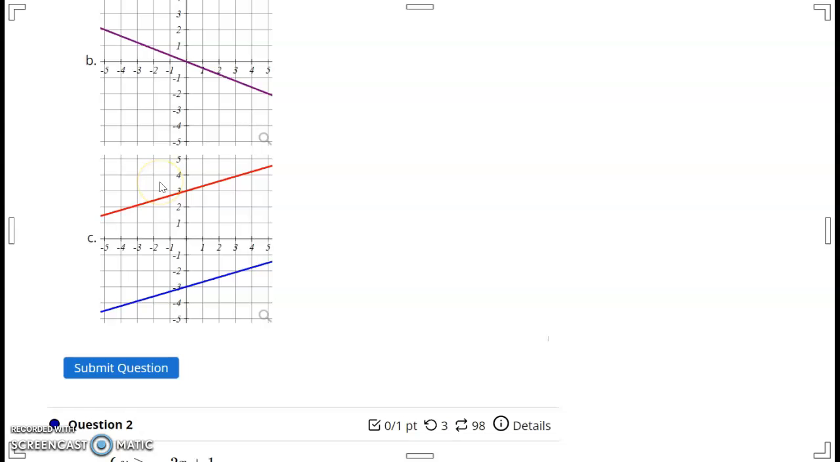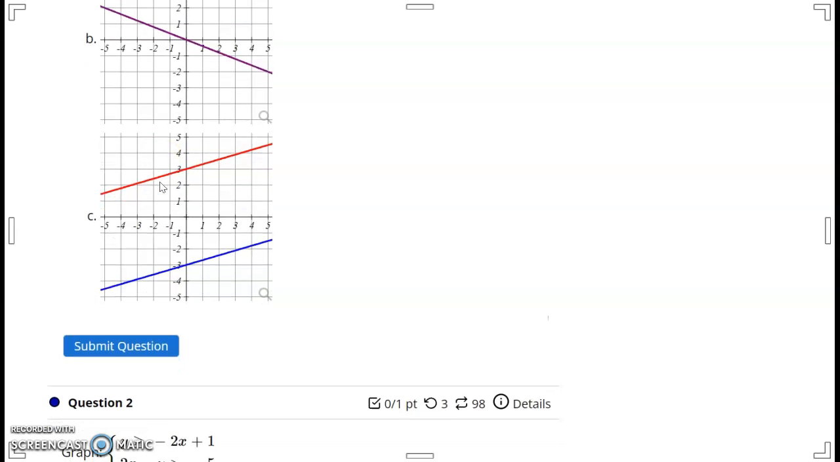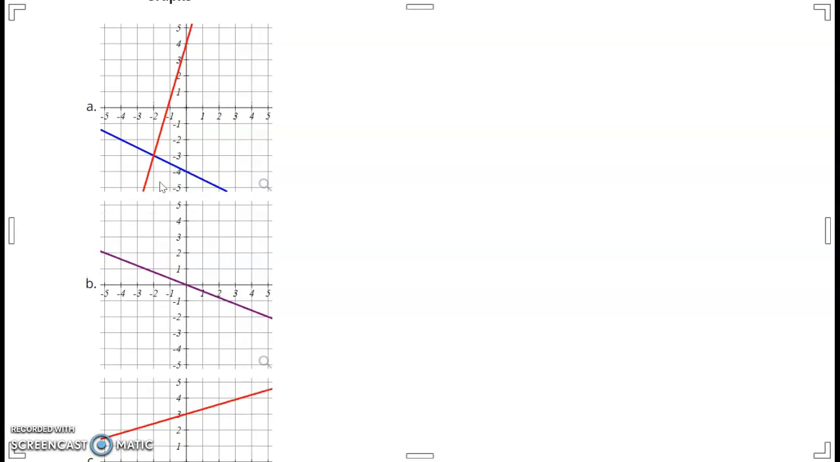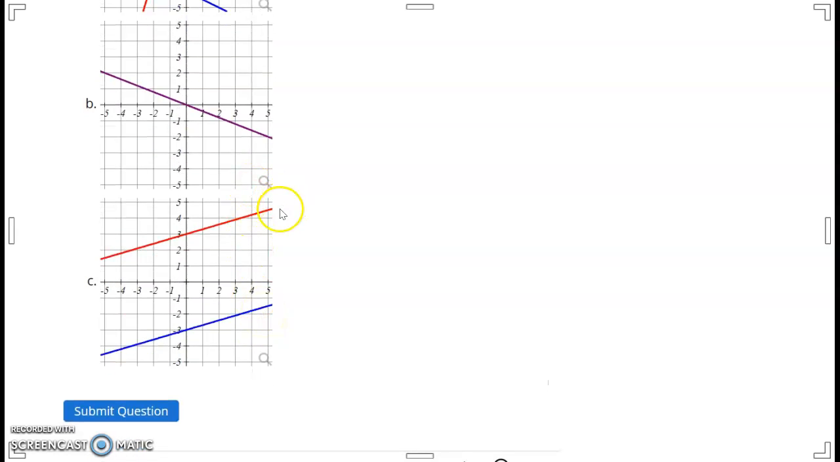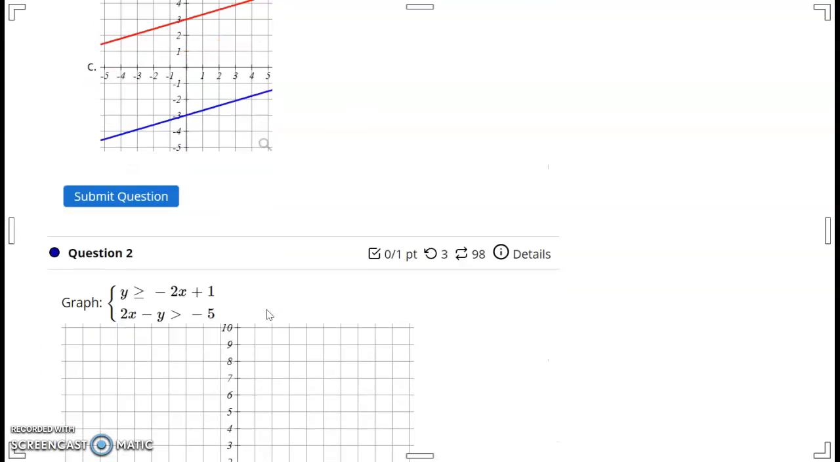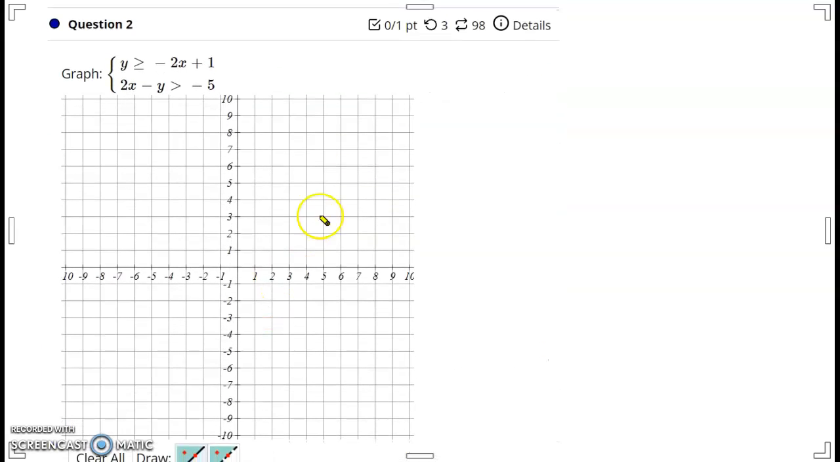Okay, so it can help just understanding this whole module to understand that topic of these three different types that we have: the independent and consistent, where we have one solution; the dependent, where we have infinite solutions; and the inconsistent, where we have no solution. Okay. Let's look at number 2.